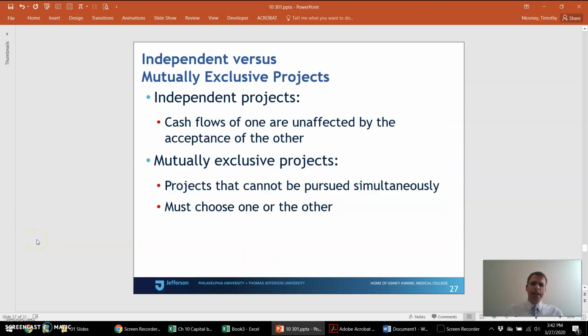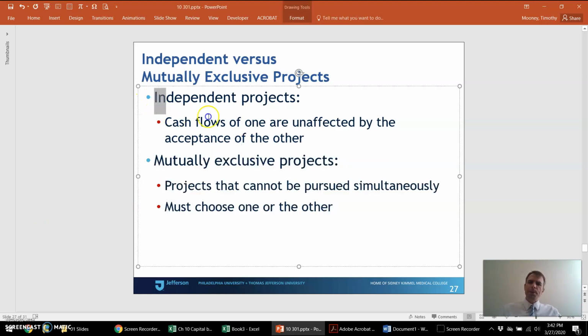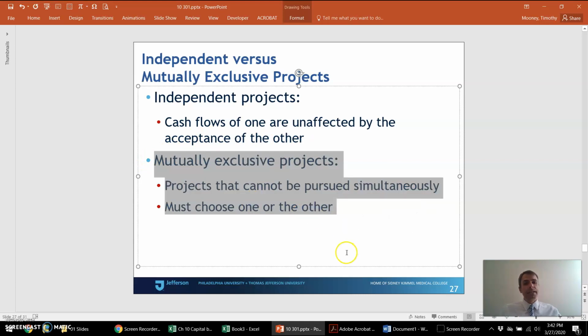Okay, a couple other places where IRR can be a little bit misleading, and it actually comes down to when projects are mutually exclusive. And so this is an important distinction. Independent projects we can do one or both or either, they don't affect each other, right? Mutually exclusive projects, we have to choose between. If we have two mutually exclusive projects, A and B, we could do A or B, but not both, right?